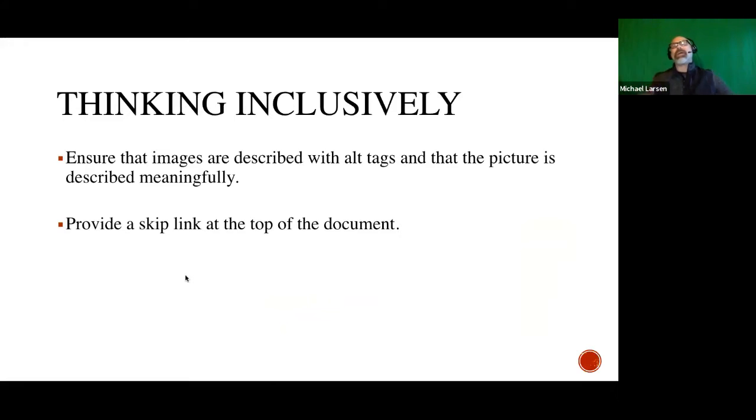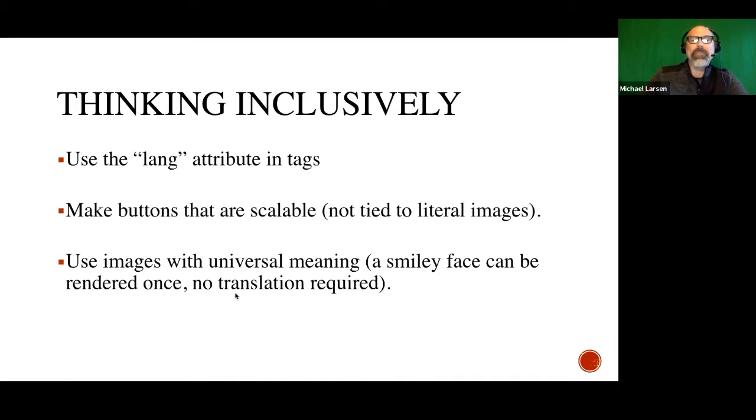All right. So we're getting to the point where we want to wind down the conversation here. So I'm going to give you a little bit of rapid fire things to think about. How can you think inclusively? Number one, ensure the images are described with alt tags and that the picture is described meaningfully. Provide a skip link at the top of the document.